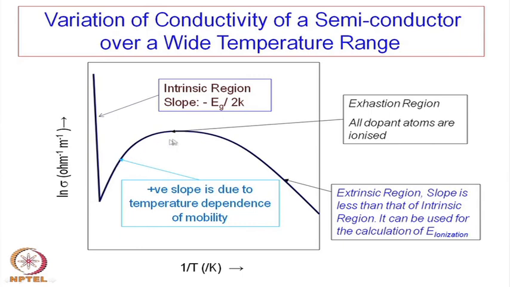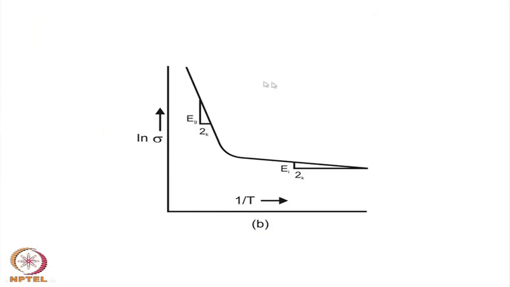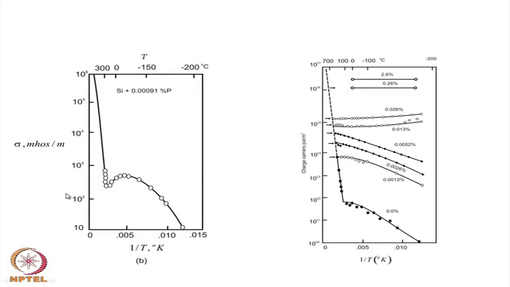You do not see such details in the earlier curve, or rather the later curve, sorry, this one. Some details are missing here, but there is a smaller slope at higher temperature and a much steeper slope at low temperature. This is low temperature and this is high temperature. However, these details are missing in this particular curve, which has been shown here.